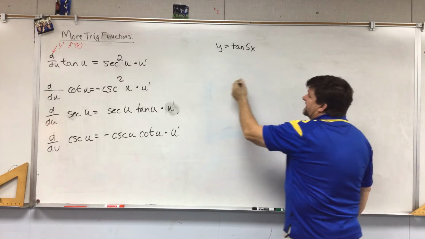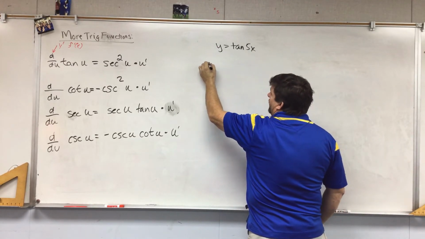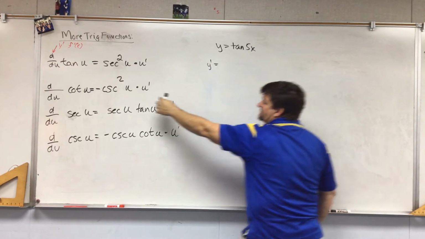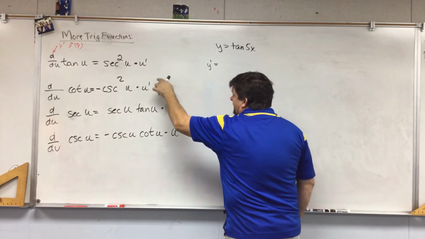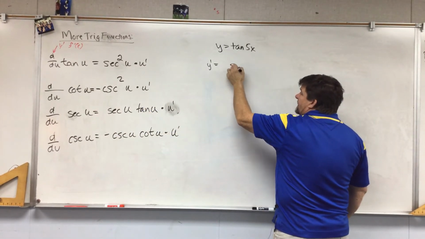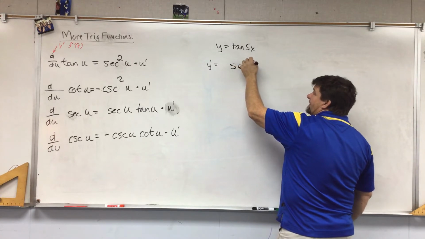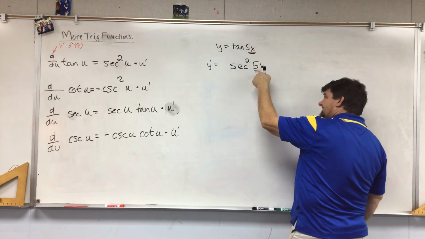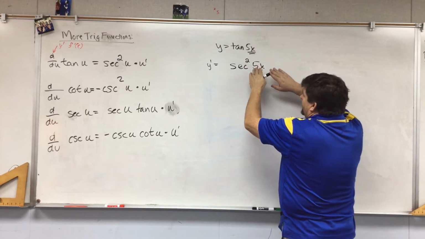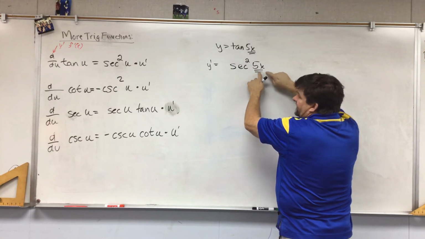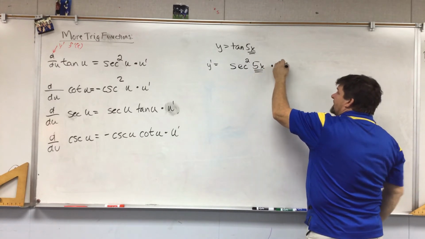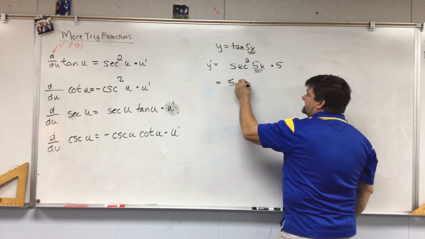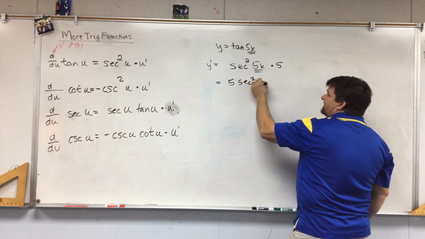So if we look at this, we know that our y prime, our derivative of tangent of 5x with respect to x, which is what this means right here, is going to be the secant squared of 5x, so these are always going to match because that's the inside, times the derivative of the middle piece here, which is times 5. So we always take the derivative of what's inside. So we get 5 secant squared of 5x.